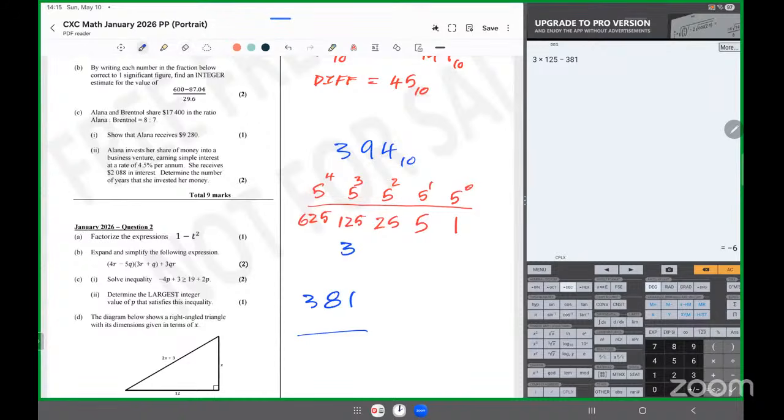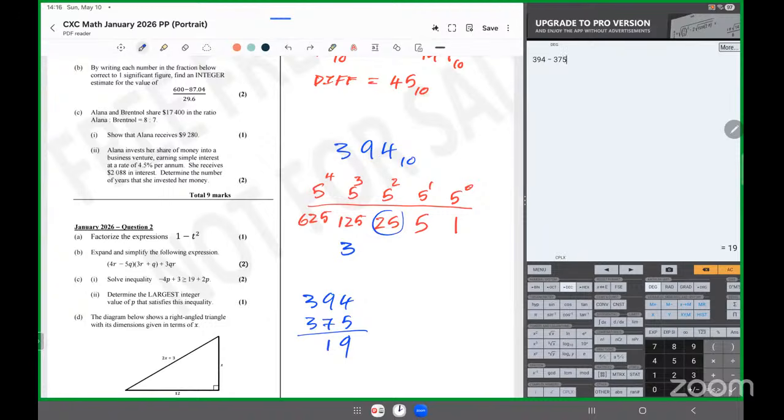So 394. So we still use the 125. Oh, sorry, 394 subtracted. So it becomes 394 minus 375. 394 minus 375. I have 19 left. What can I use? 19 left to use to make up this 394.